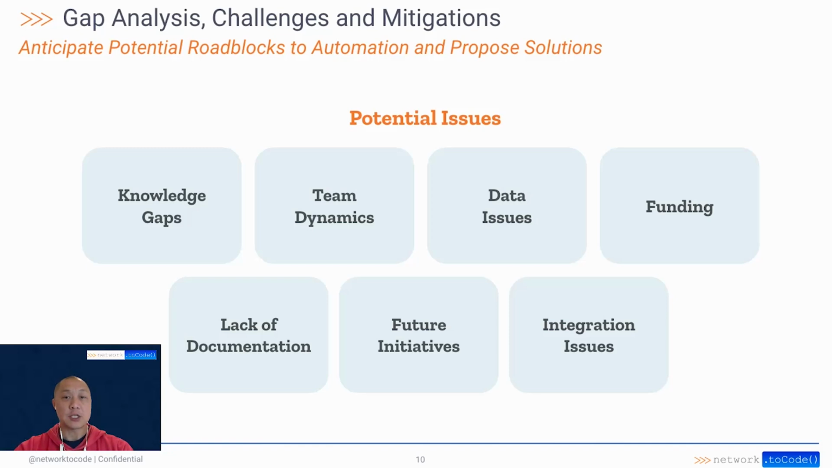Now let's talk about some of the challenges or gaps that we might come across in the process. There might be some knowledge gaps. The network engineer team are really good at network engineering, right? But they might not be so good at programming or the automation processes. So we want to make sure we know where the gaps are and start making progress to address those gaps.